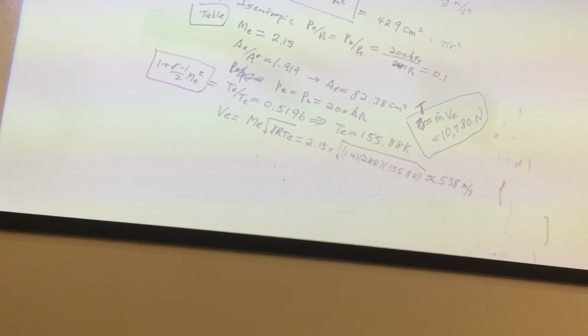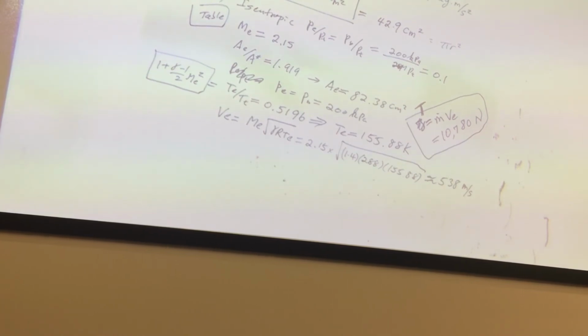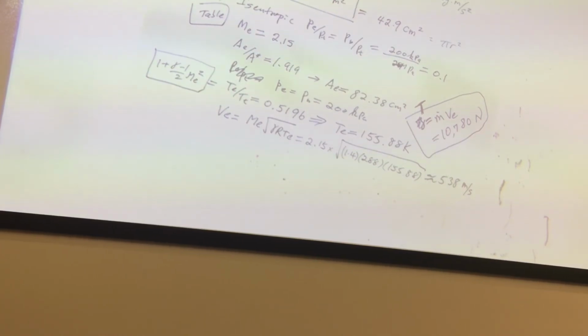How can the exit velocity be higher than the speed of sound if PE over PC is only 0.1 and not higher than 4? What do you mean by speed of sound? Isn't the speed of sound in air only 343 meters per second? 340. That's the sea level condition. Speed of sound changes with temperature, remember? Oh, okay.